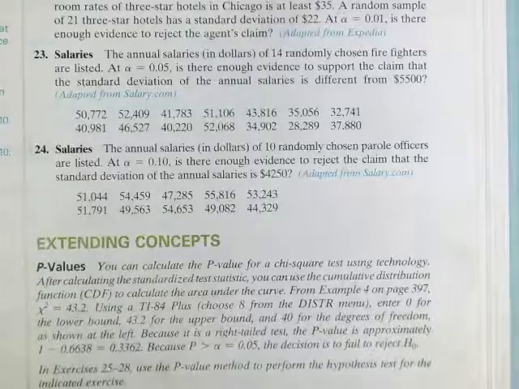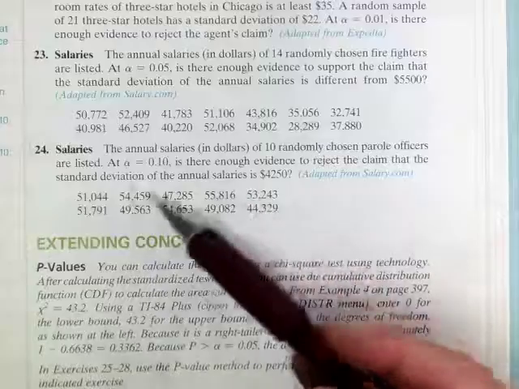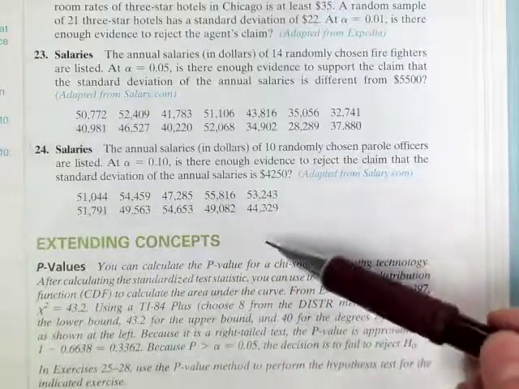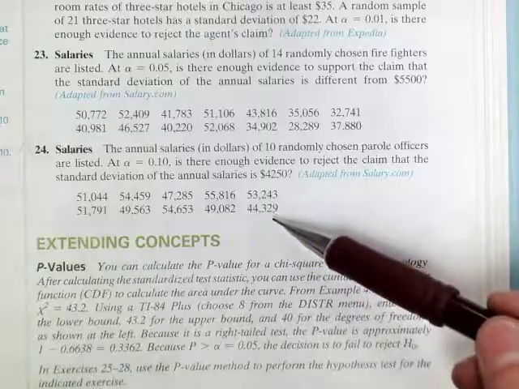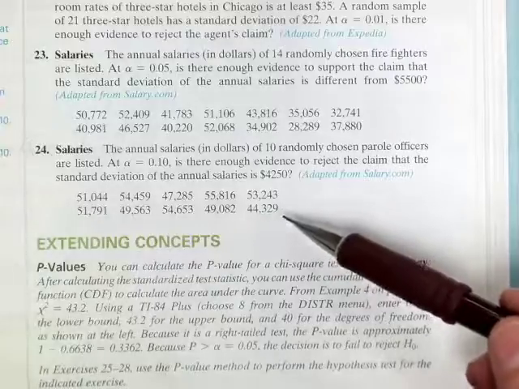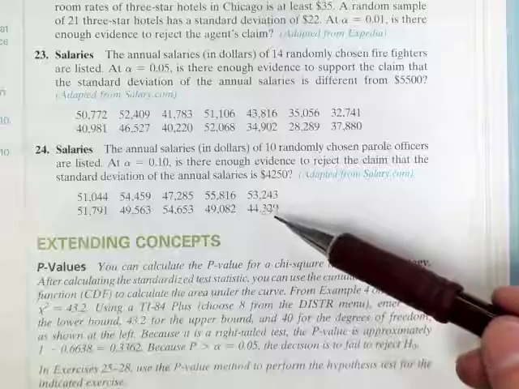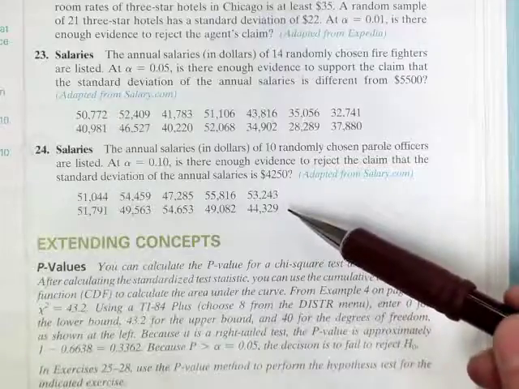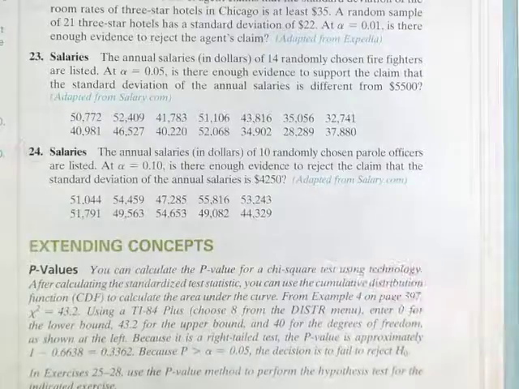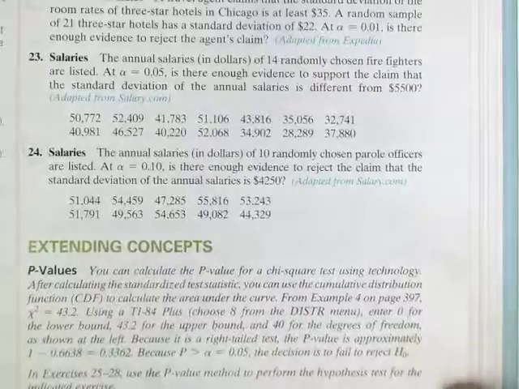Okay, so let's take a look at number 24. This is a situation where we have the actual scores, okay? And this is going to be a test about the standard deviation. So it says the annual salaries in dollars of 10 randomly chosen parole officers are listed. At alpha equal 0.1, is there enough evidence to reject the claim that the standard deviation of the annual salaries is 4,250? Okay, so what I first want to do is write the claim in terms of the parameter.